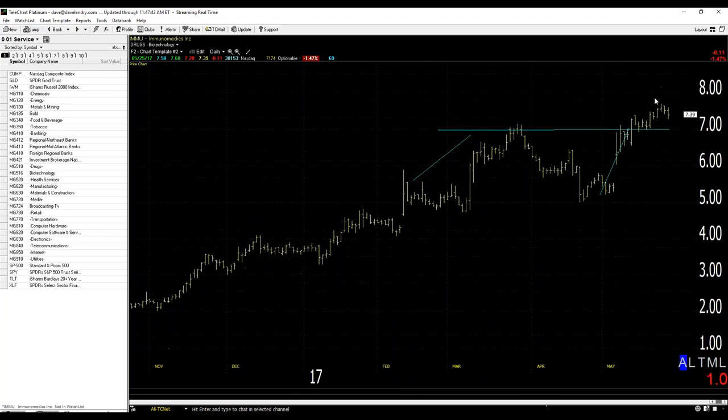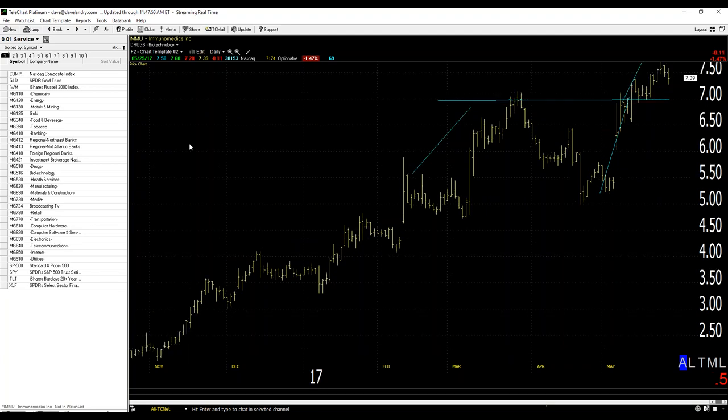For me to get excited about this one, it would have to clear this prior peak decisively and then pull back and then also accelerate higher in the process. So a lot of ifs in that sentence. So I think you could probably find something better to put on your watch list.